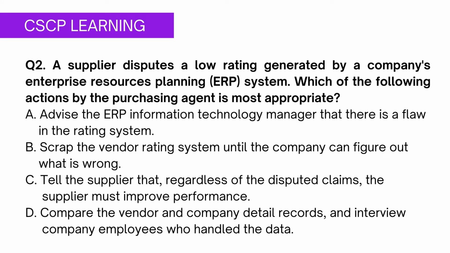Question 2. A supplier disputes a low rating generated by a company's ERP system. Which of the following actions by the purchasing agent is most appropriate? Option A. Advise the ERP information technology manager that there is a flaw in the rating system. Option B. Scrap the vendor rating system until the company can figure out what is wrong. Option C. Tell the supplier that regardless of the disputed claims, the supplier must improve performance. Option D. Compare the vendor and company details records and interview company employees who handled the data.